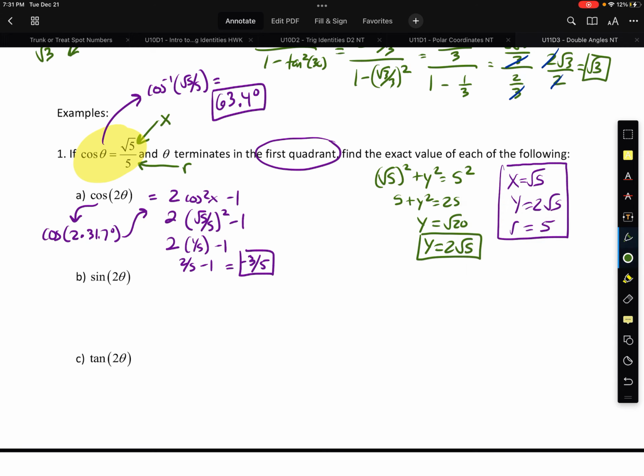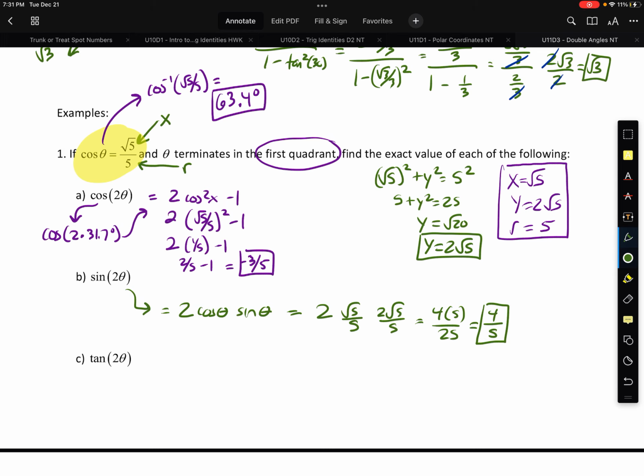Sine. All right, so our sine formula equals 2 times cos theta sine theta. So 2 times rad 5 over 5, that's my cos theta, while my sine theta is 2 rad 5 over 5. So I got 4 times 5 over 25, giving me 4 over 5.